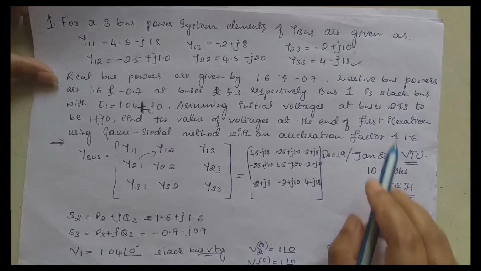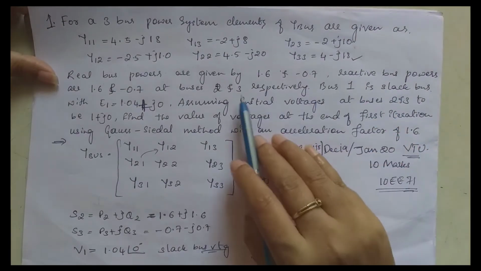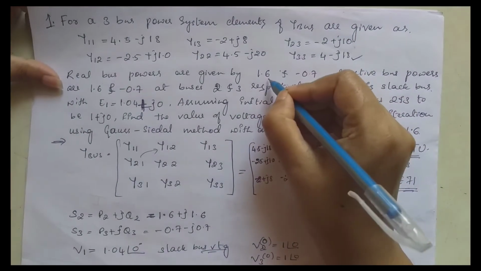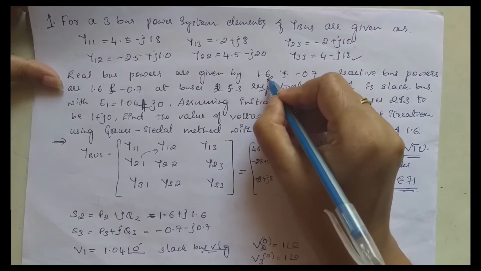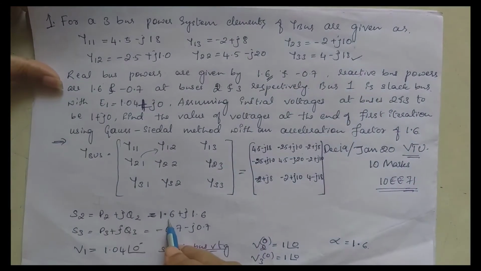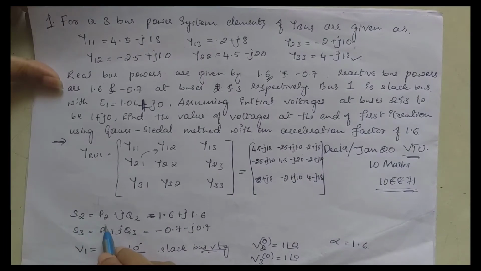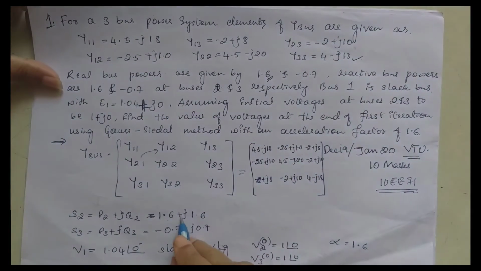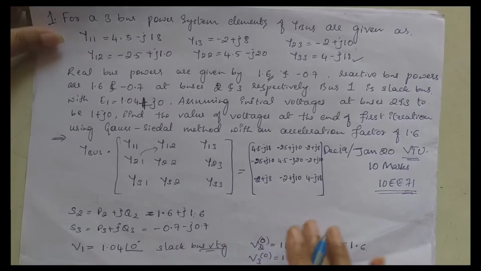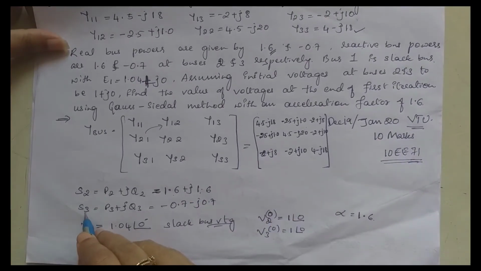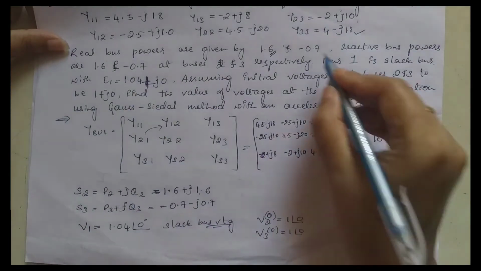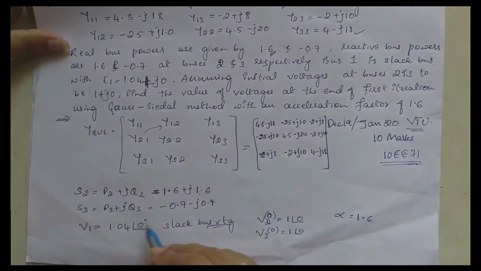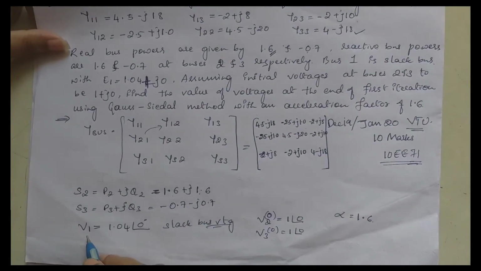Then it is given real power and reactive power at buses 2 and 3 respectively. Look at bus 2: real power at bus 2 is 1.6, that is complex power S2 is equal to P2 plus jQ2. P2 is 1.6 and reactive power at bus 2 is 1.6, so plus j1.6. And at bus 3, real power is minus 0.7 and reactive power is minus 0.7. So minus 0.7 minus j0.7.